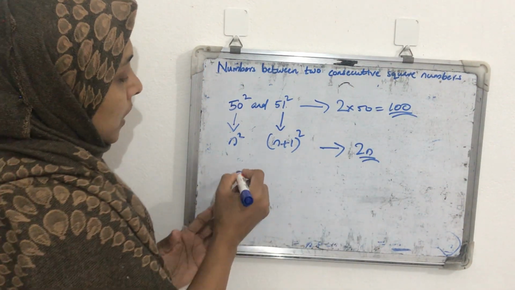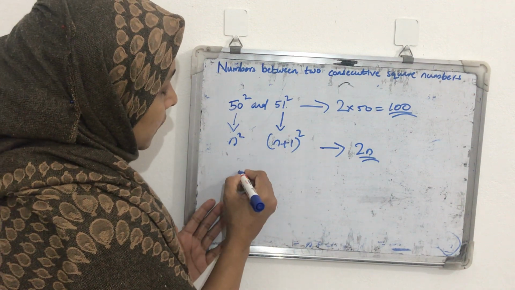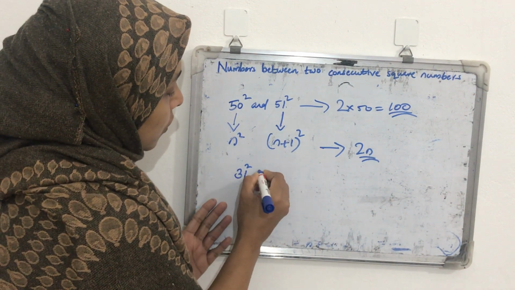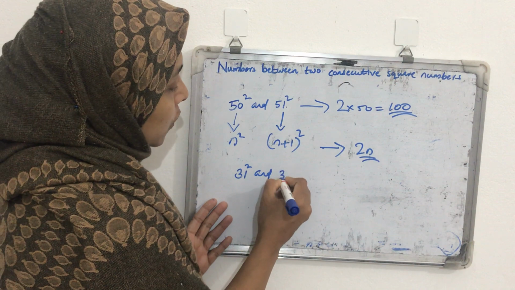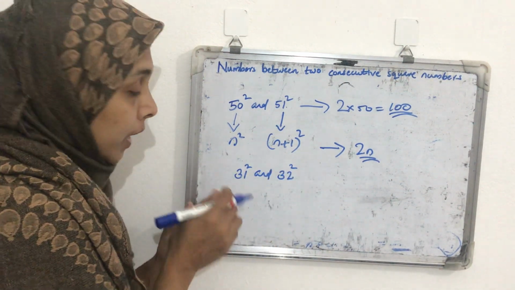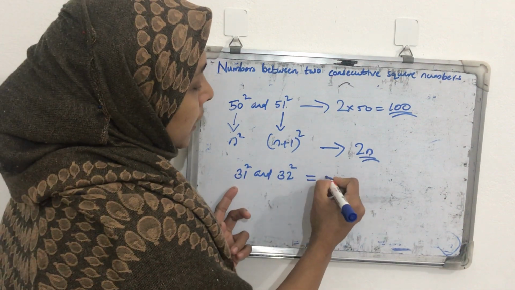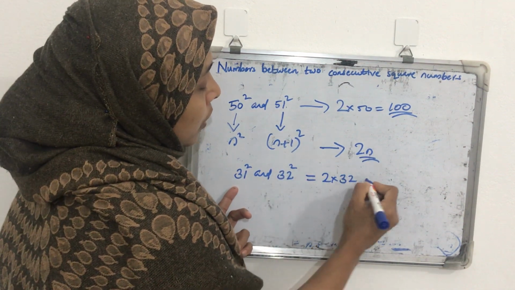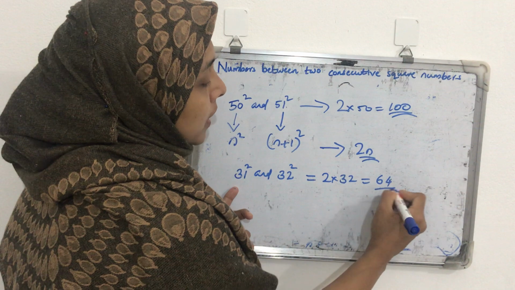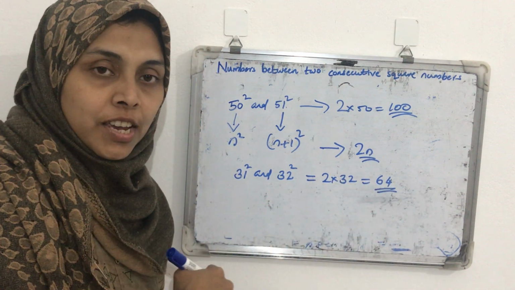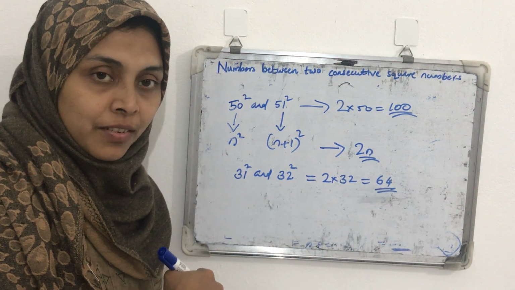In another case, how many non-square numbers will there be between 31 square and 32 square? Here the first number is 31, so it will be 2 into 31. In total how many numbers will we get? 62. Okay, it is easy.